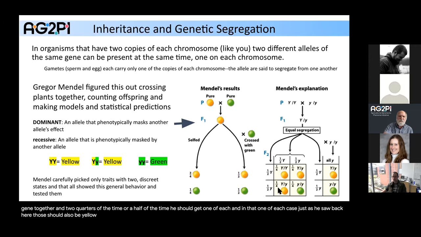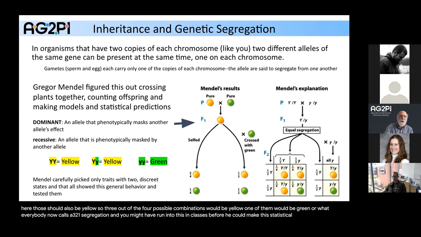So three out of the four possible combinations would be yellow, one of them would be green, or what everybody now calls a 3-to-1 segregation. And you might have run into this in classes before. He could make this statistical prediction for what would happen here.